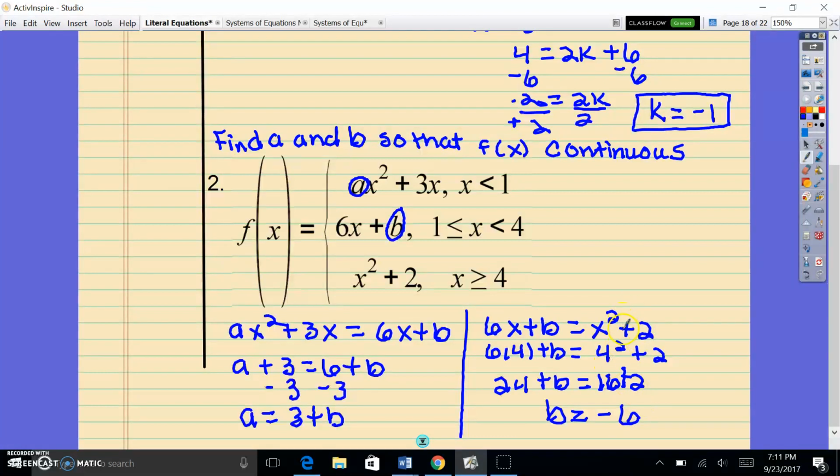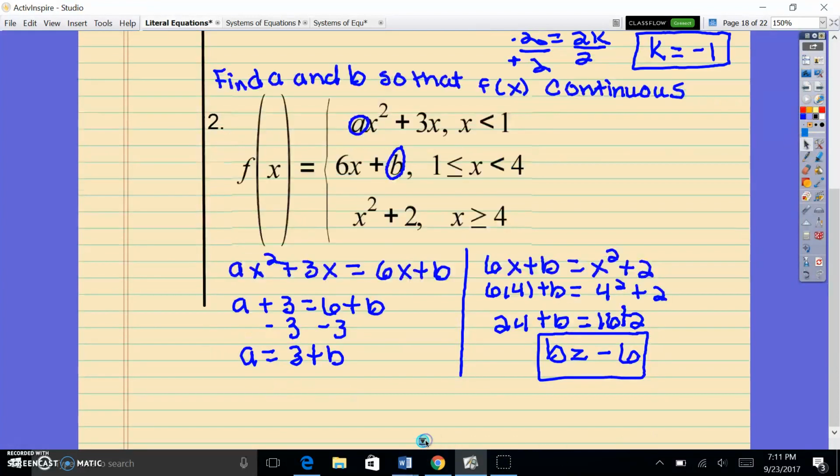And actually, that was really nice. It worked out nice. I didn't even have to do any substitution. So it turns out that b is going to be negative 6. And if I want to find a, let me scroll down here for a little bit. All I have to do now is plug in my b. So a will be 3 plus negative 6, which of course is negative 3. So there you have it. I found a and I found b. This problem just required 2 equations to solve.